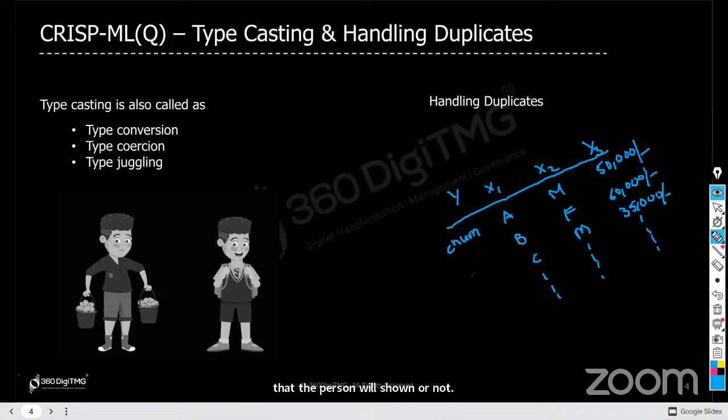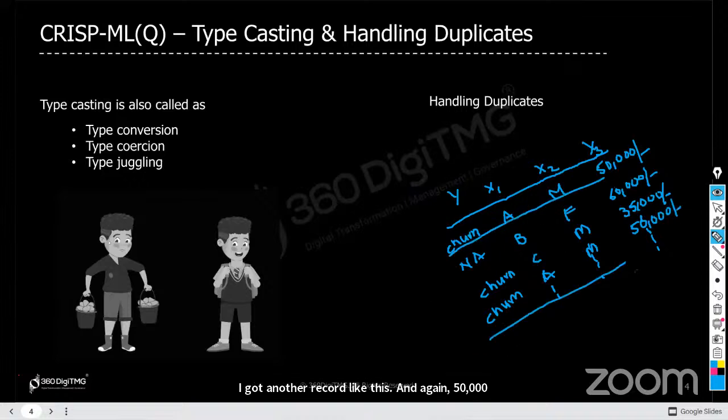Okay, so here observe, I will write here as churn. So here there are no duplicates. For suppose if I got another record like this, so again M and again 50,000. If I got the same record which is already there, then this is a duplicate.